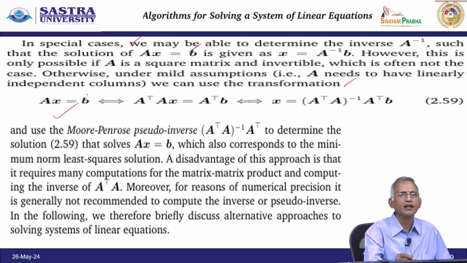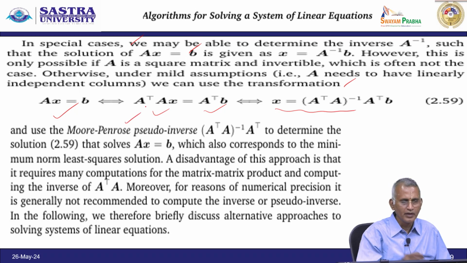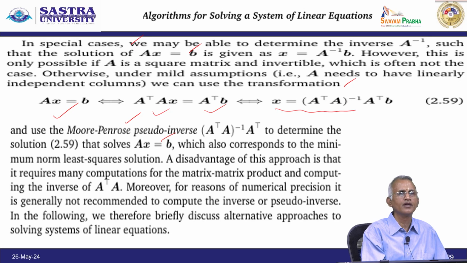Otherwise, under the mild assumption that A has linearly independent columns, we can use the transformation Ax equals b to A transpose Ax equals A transpose b. Therefore, x equals (A transpose A) inverse times A transpose b. Using the Moore-Penrose pseudo inverse, (A transpose A) inverse A transpose, we determine the solution that solves Ax equals b, which also corresponds to the minimum norm least squares solution.